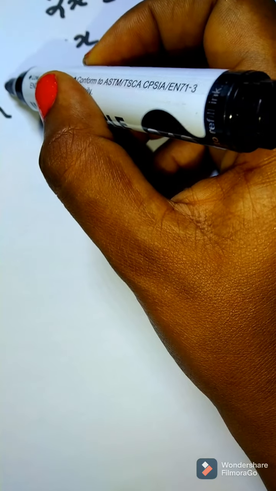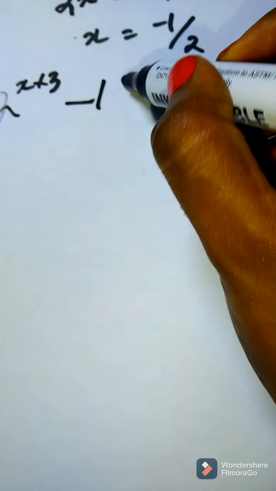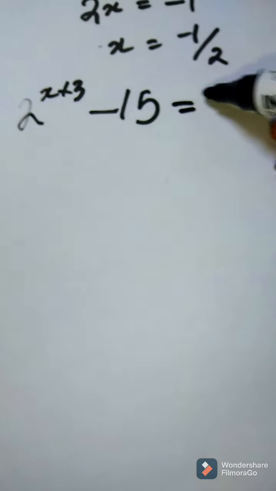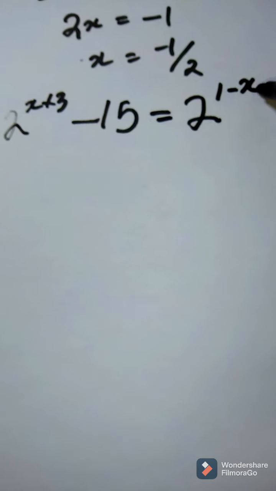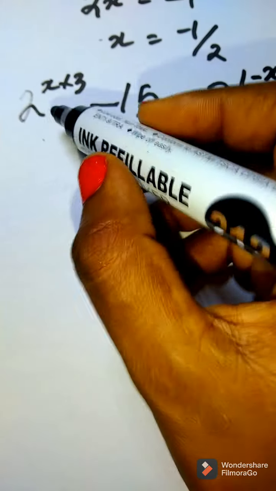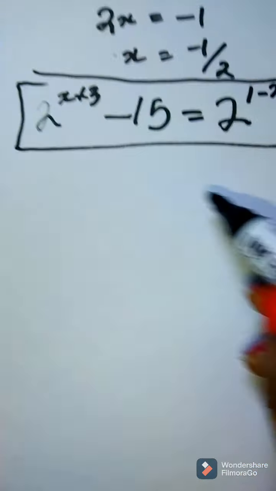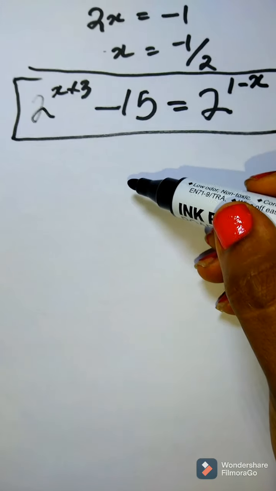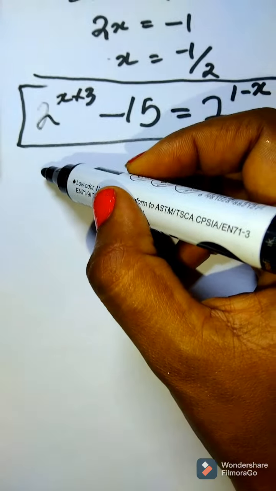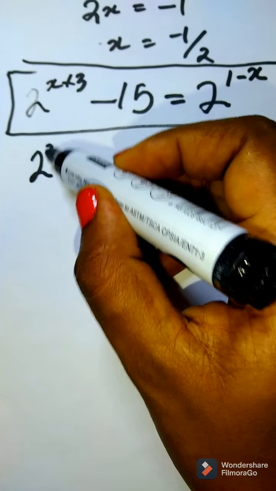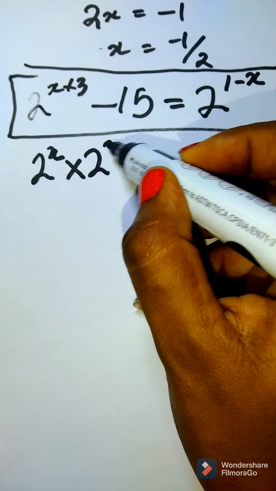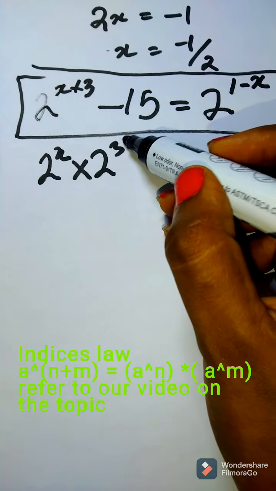And let's just take one last, a little bit complex question. So it will be 2 raised to the power x plus 3 minus 15 equal to 2 raised to the power 1 minus x. So looking at this equation, how do we solve this equation? Let's make this function a function of 2 raised to the power x, as we're trying to eliminate 2 raised to the power x. So we'll expand it. So we'll have 2 raised to the power x times 2 raised to the power 3. Remember the rule? Okay, that's that.